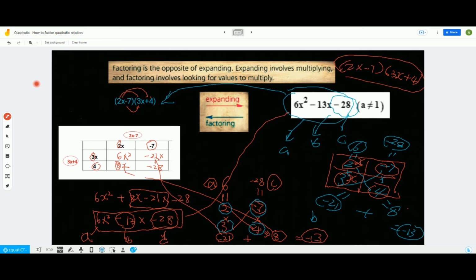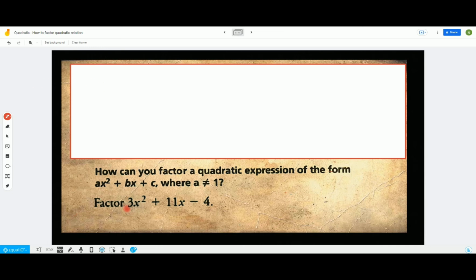Okay. So yeah, let's move to the next one: factor 3x squared plus 11x minus 4. So we follow the rules we just did here. We find out this is A, right? A equals 3, and B equals 11. C equals negative 4, right? A, B, C. Okay, so we lay out.